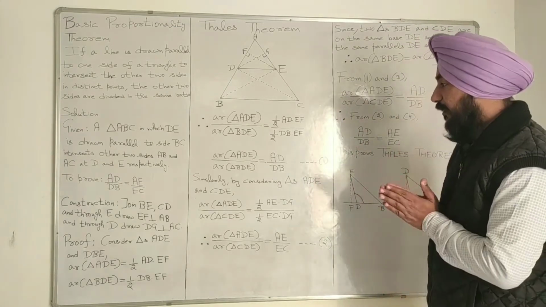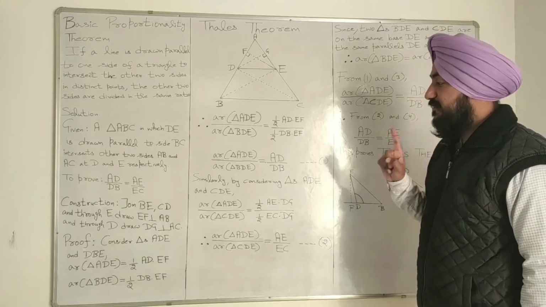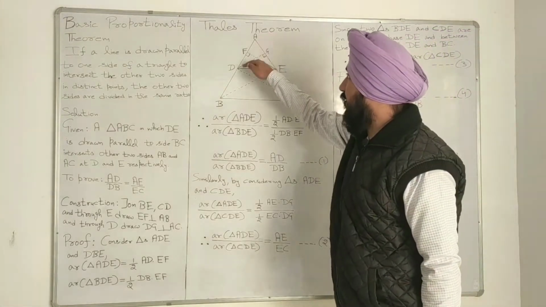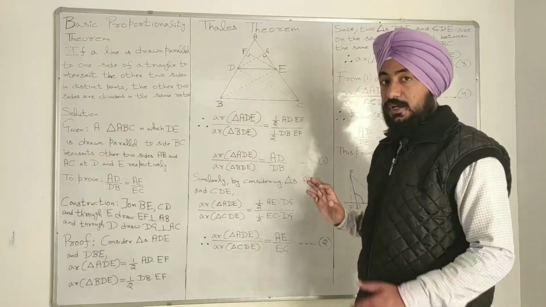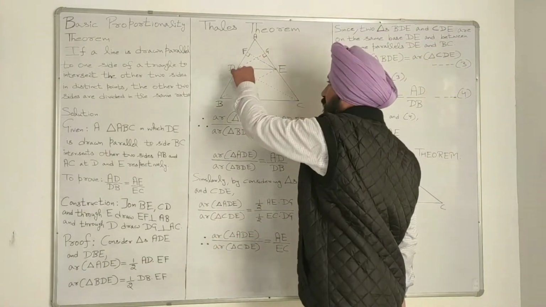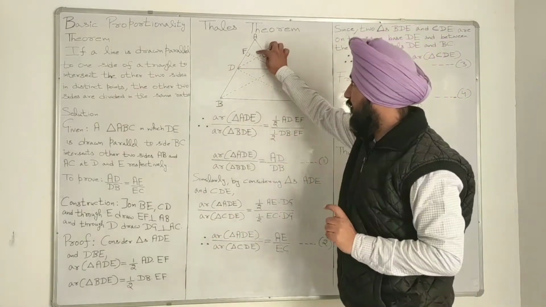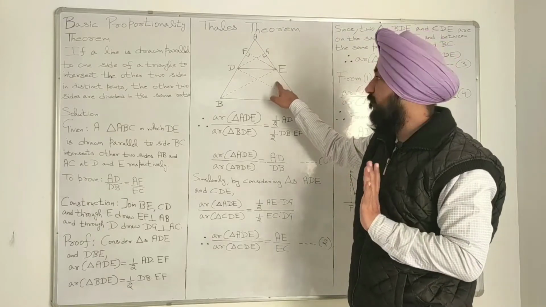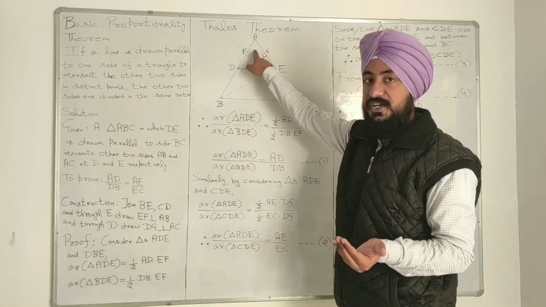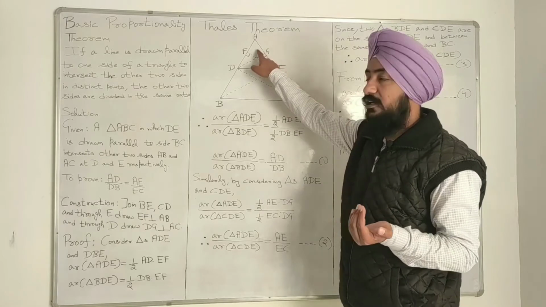Similarly, by considering triangles ADE and CDE, now we shall take this triangle ADE and this triangle CDE. In the first case, we have taken this triangle with this triangle. Now we are taking this triangle with the triangle ADE.